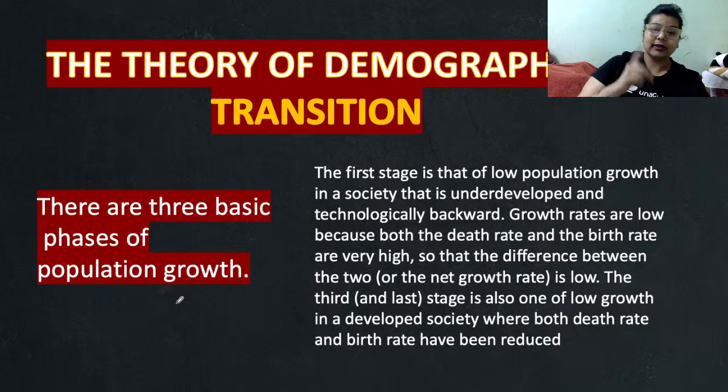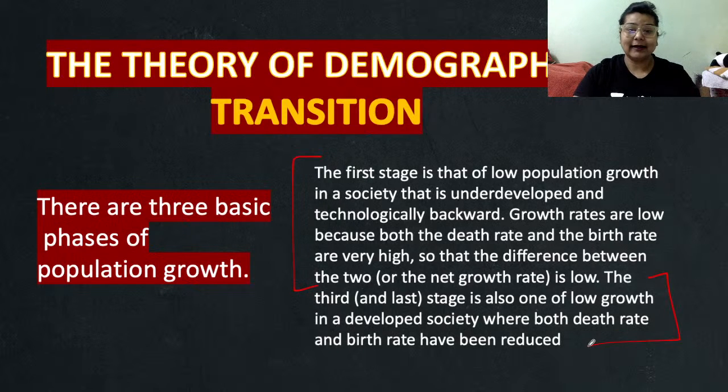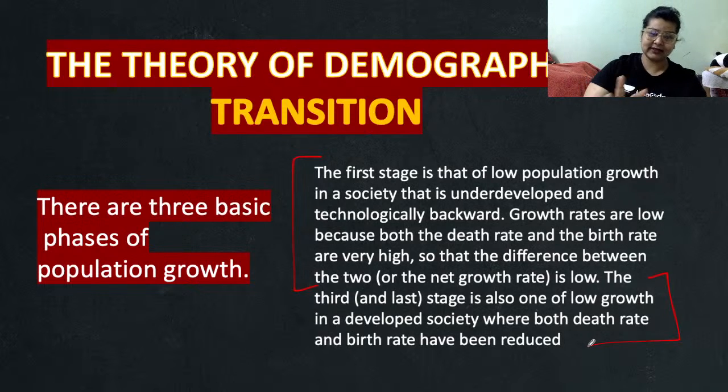The last stage is also one of low growth, but in the developed society both the birth rate and the death rate have been reduced. And the second one was also high. The third one had a balance, the rates having been reduced. That basically was the last stage. So there were three phases of population growth. This you have to remember.